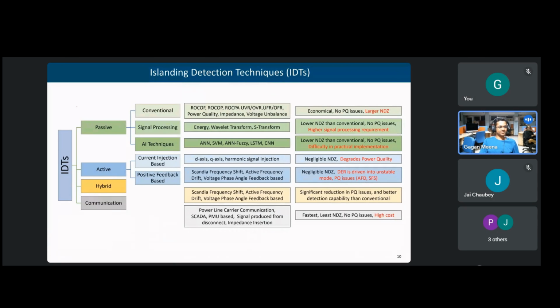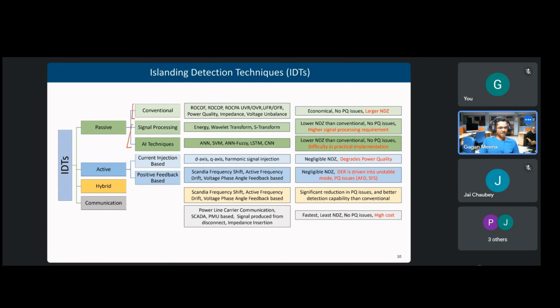Then hybrid, which involves the combination of both active and passive. Then finally we have communication, which is also called remote. These are remote techniques, because here we get signals from a remote distance. So this is based on remote operations.